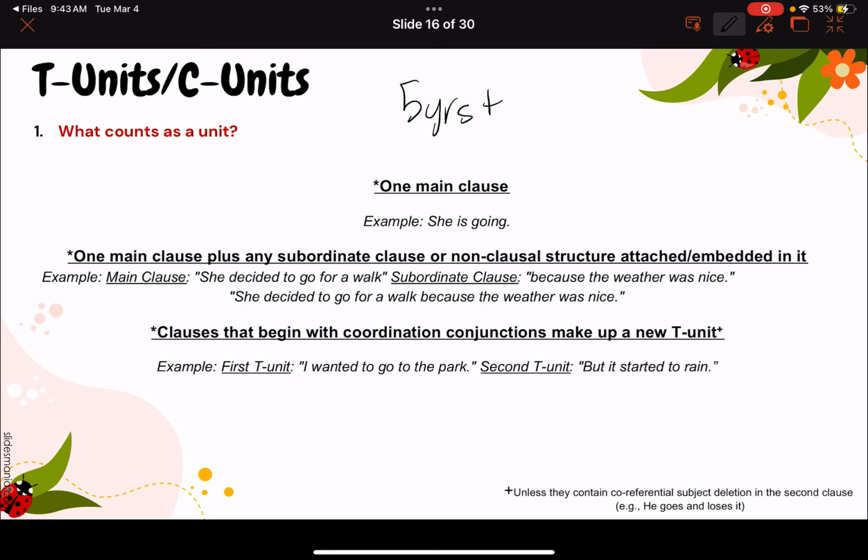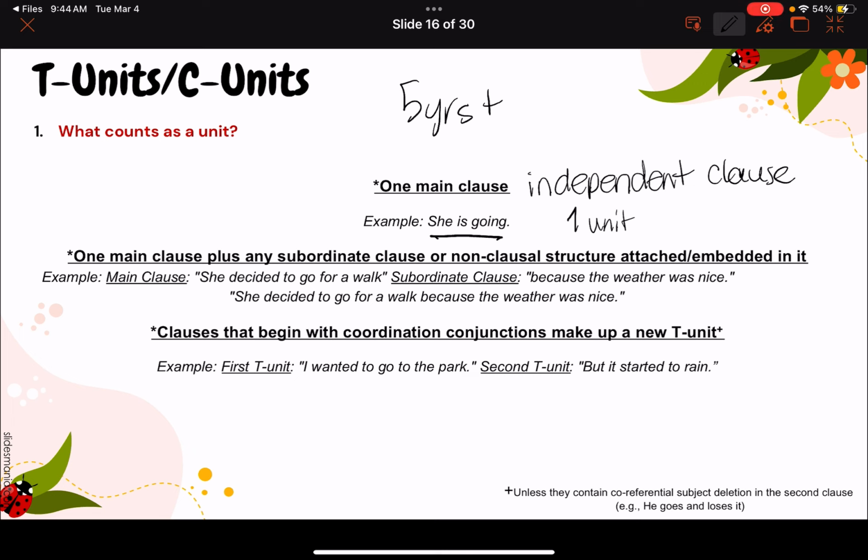So 1 main clause. What you also might notice, this is an independent clause. So an independent clause is basically a sentence that can stand on its own. She is going. That is an independent clause. So that would count as 1 unit. That's 1 T unit.